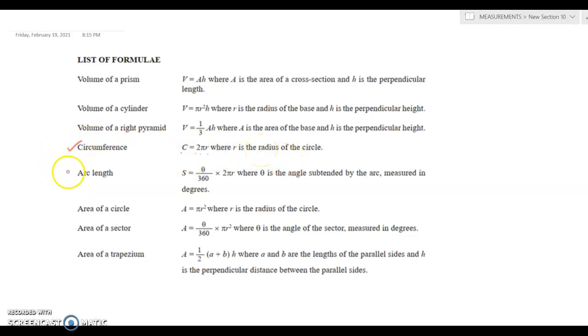Good. And we also have the formula for arc length: theta over 360 times 2 pi r, where theta is the angle subtended by the arc. Remember, here's the arc, and this is the angle subtended by the arc. So there are two formulae we just met that are in the formula sheet.